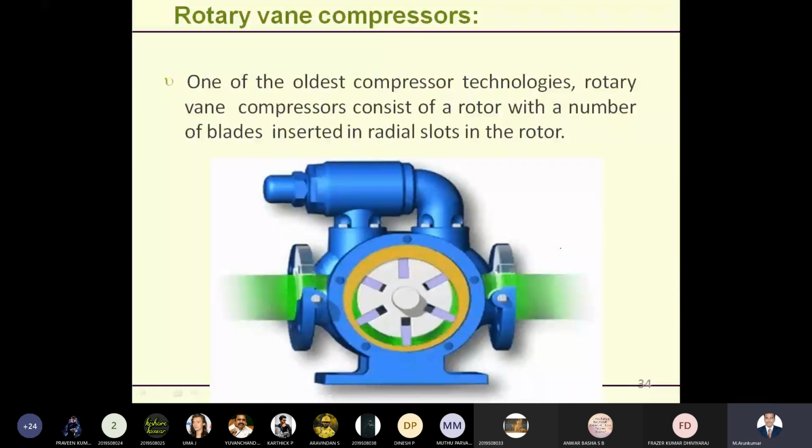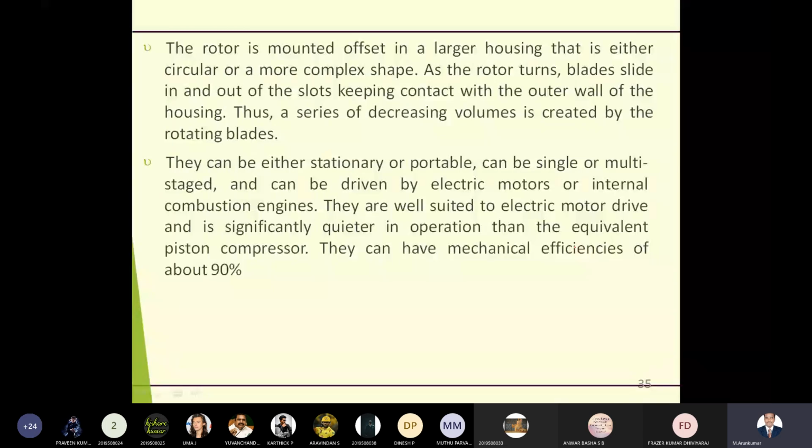Then this is your rotary vane compression. This is one type of compression. One of the oldest compression technologies is vane compression. Rotary vane compressors consist of a rotor with a number of blades. You can see these are the rotor, with a number of blades inserted in radial slots in the rotor. If you rotate these blades, we get suction and we can compress. The rotor is mounted in a larger housing.